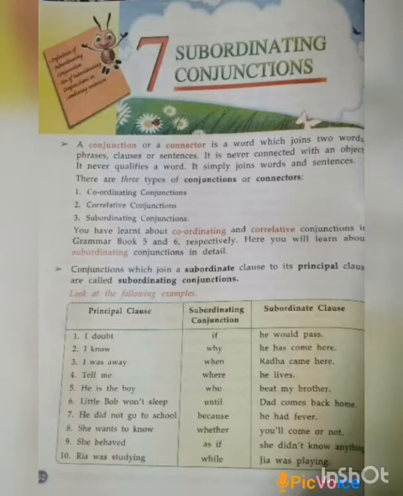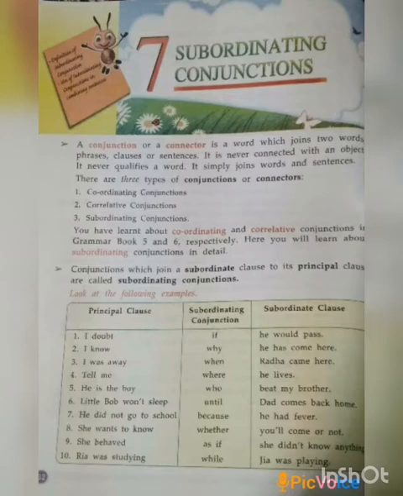There are three types of conjunctions, also known as connectors. What are they? Coordinating conjunction, correlative conjunction, and subordinating conjunction. The coordinating and correlative conjunctions we already studied in the previous topics. Here we will learn about subordinating conjunction. It is the third type we should learn today.